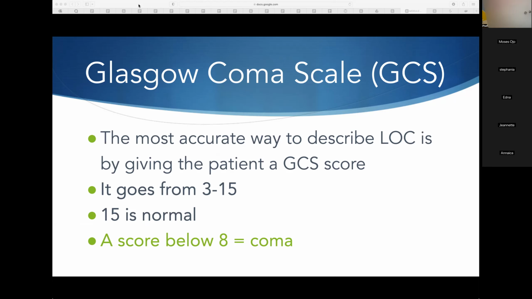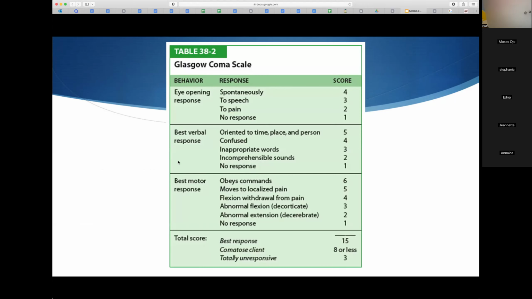All right, so let's look at the Glasgow Coma Scale. It's actually a scale. So there are 3 categories you're looking at when you're assessing for Glasgow Coma Scale. First up is eye-opening response. Second is best verbal response. Third is motor response. So eye-opening, verbal, motor.